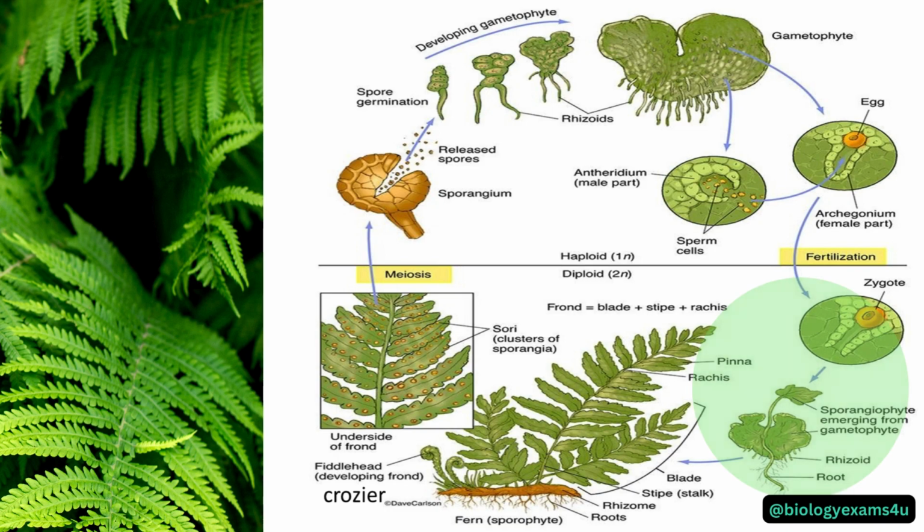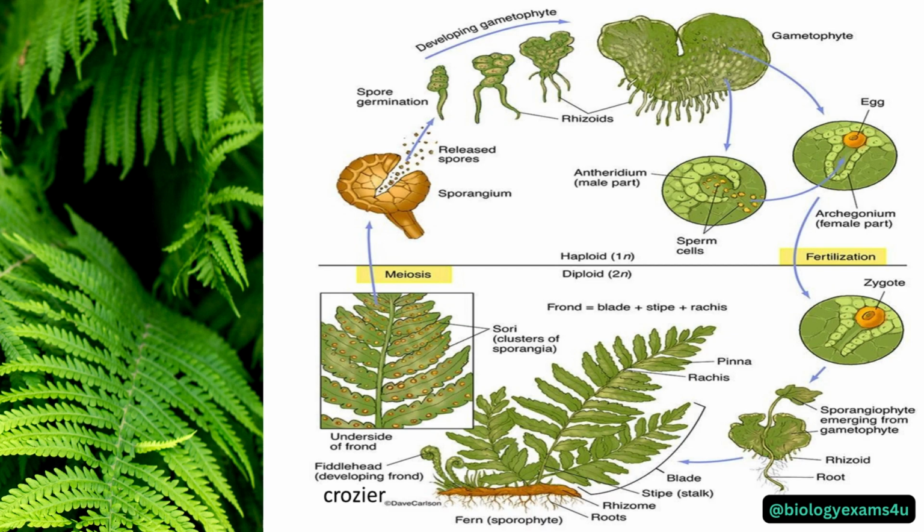Here also there is alternation of generations between the gametophytic phase and the sporophytic phase. Let me summarize. In the case of pteridophytes, the sporophytic phase is dominant and these are vascular plants, and the gametophyte is very much reduced. The gametophyte is independent and very much reduced.